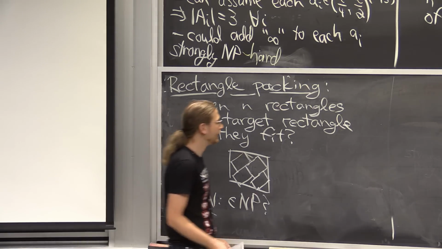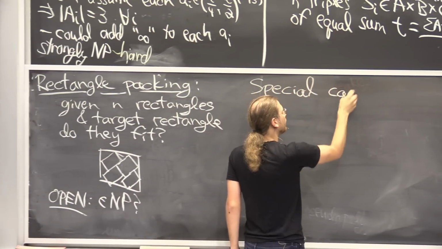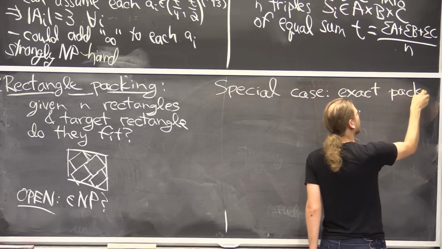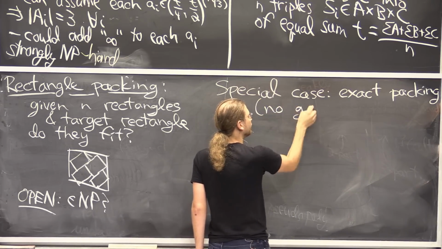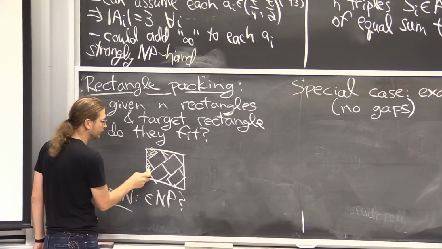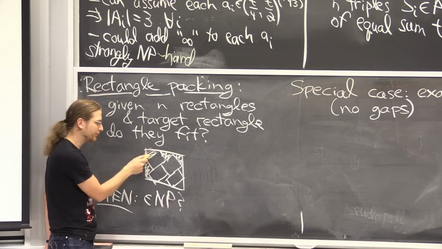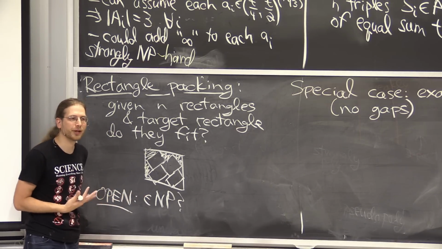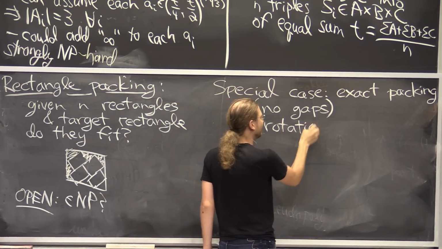So we will consider a special case, which is exact packing. This also makes for a stronger hardness result. Exact packing means there are no gaps. None of this stuff. That's forbidden. So if you have no gaps and you look at a corner of the rectangle, that must mean there's a rectangle right there filling the corner, which means there's no rotation. Well, you could rotate by multiples of 90. So there's 4 rotations, but I guess 2 for rectangles.